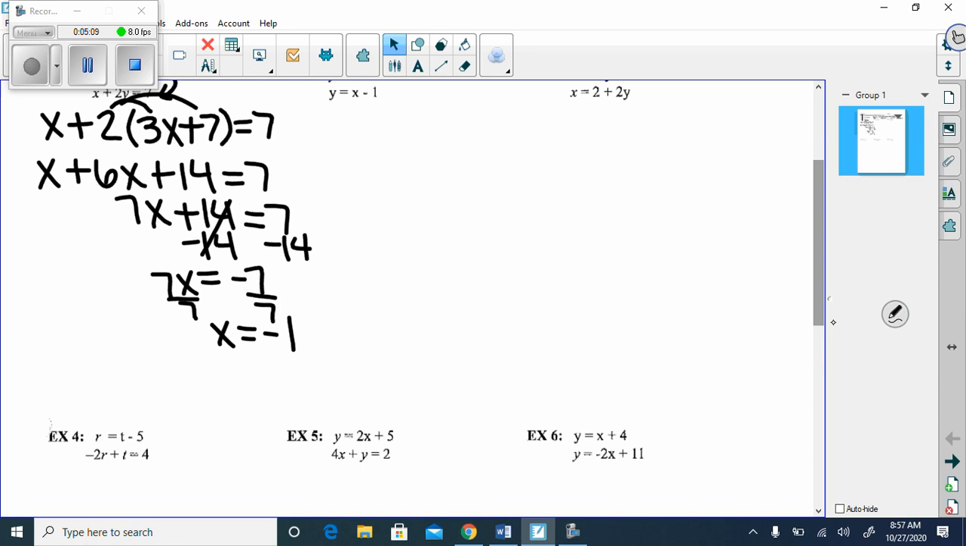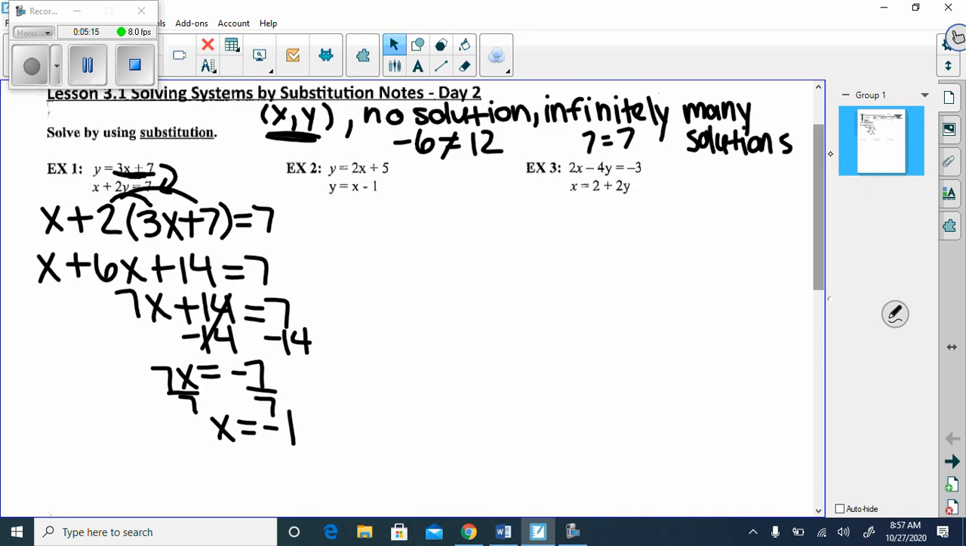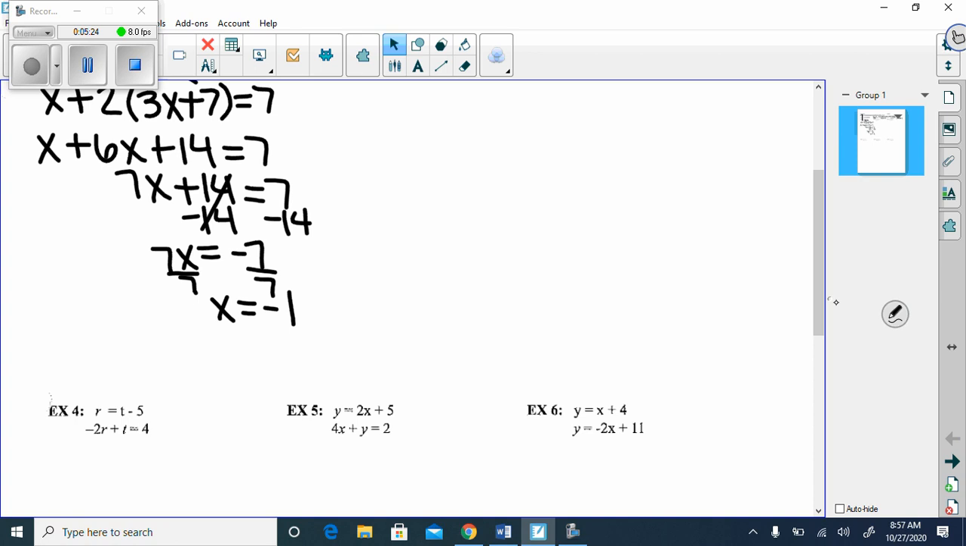So now what I can do is substitute negative 1 into one of my equations for x. I'm probably going to want to plug it into that top one because it's already set equal to y, right? So I'm going to rewrite that first equation. It's going to be y equals 3, but instead of x, I plug in negative 1 plus 7. Okay? And what is 3 times negative 1? So I really have negative 3 plus 7, which is going to give me 4.